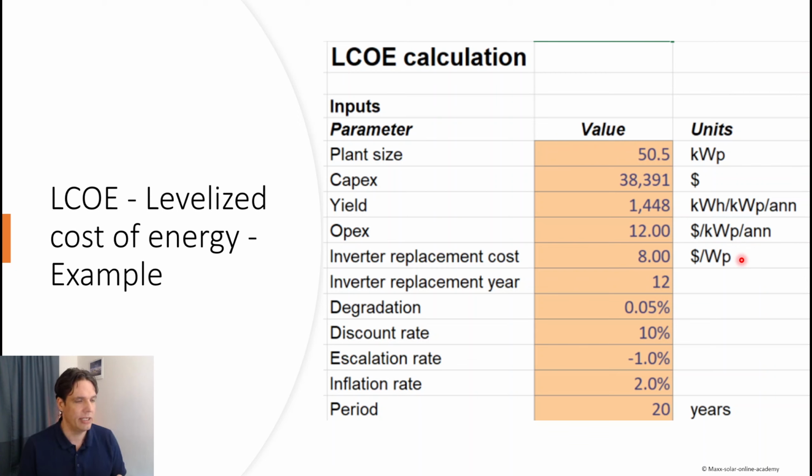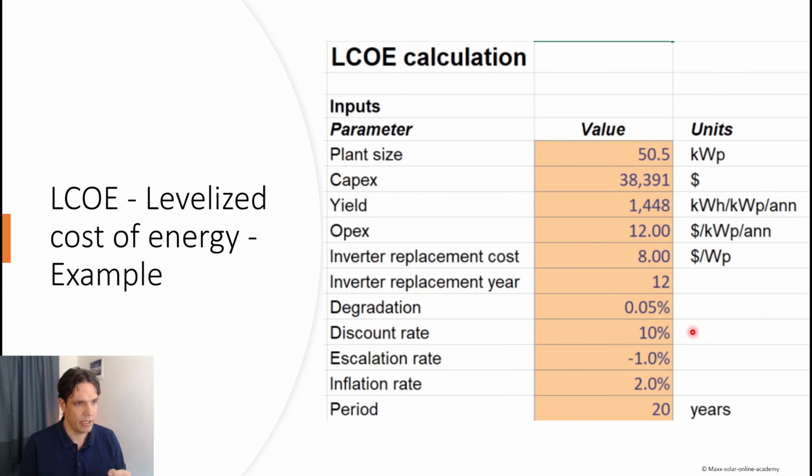We said here in year 12 we expect to replace the inverters. We account for it, so at least there's the costing for that involved, and the cost will be about $8 per watt peak installed. Then your degradation, as explained earlier, what's your loss of power for the solar modules per year.